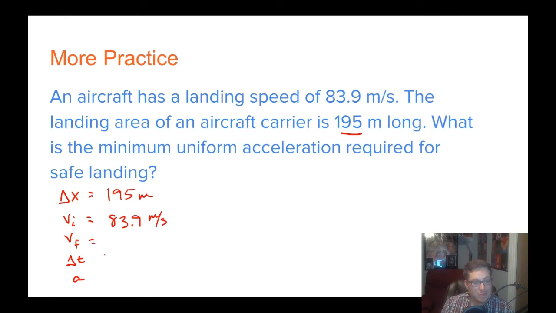If we're landing, that must mean we need to come to a stop, so our final needs to be 0 meters per second. Our delta t, they don't say anything about time, so that's a pretty good indication we don't need time. And our acceleration, it says what is the minimum uniform acceleration, so that's what we're trying to find. So we need to find a formula that has delta x, vi, vf, and acceleration.